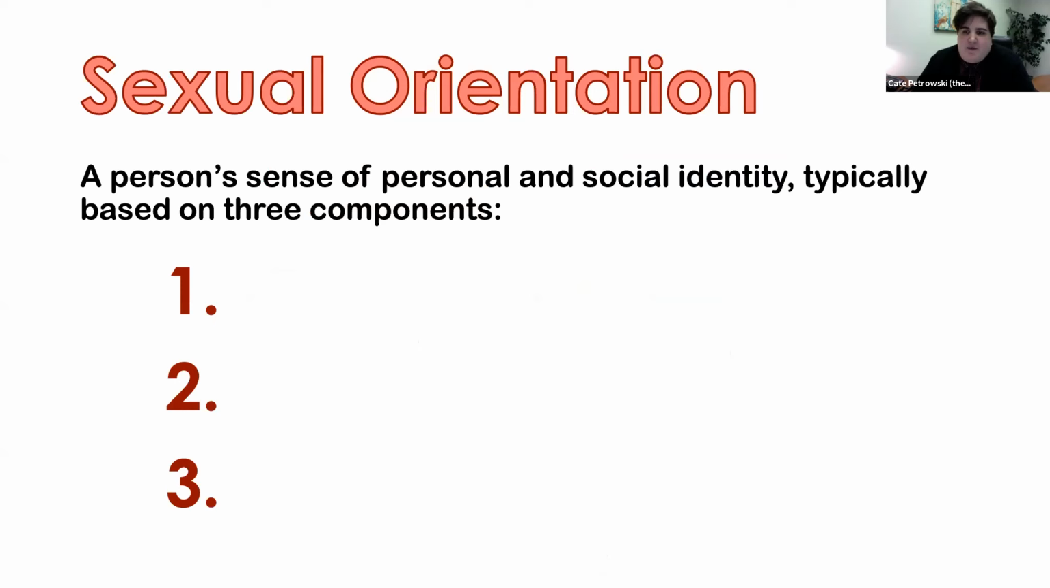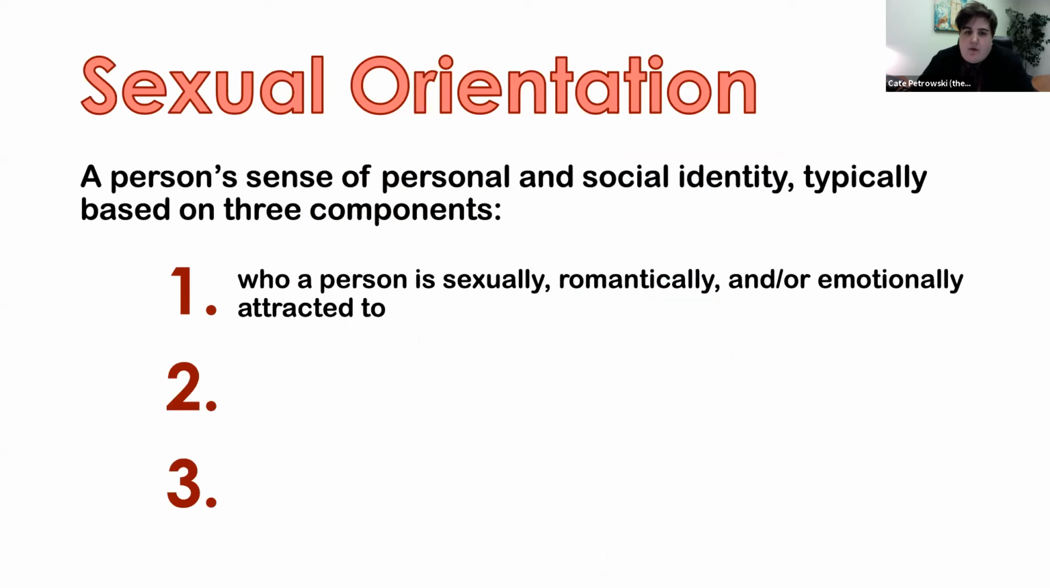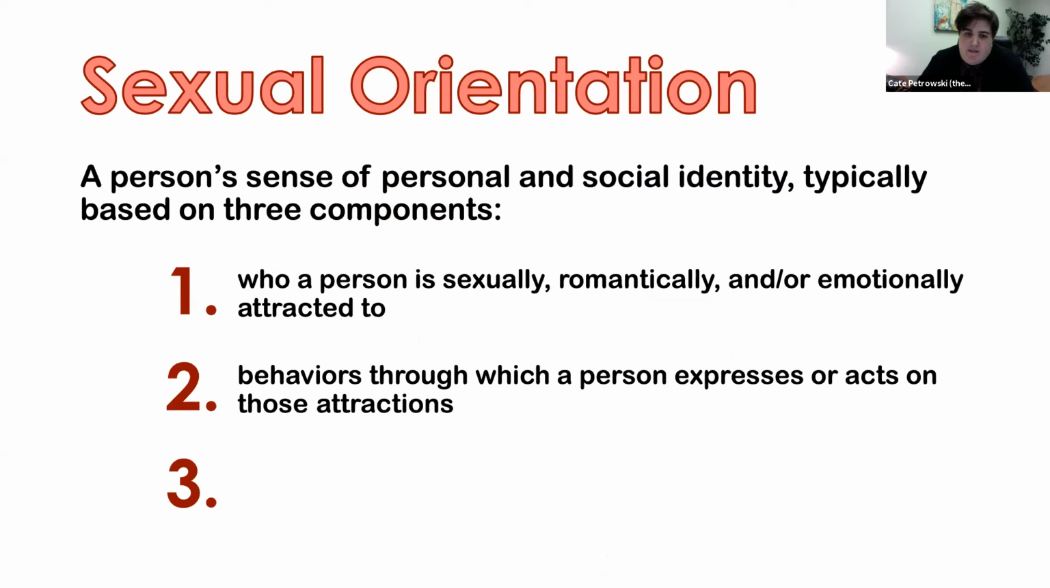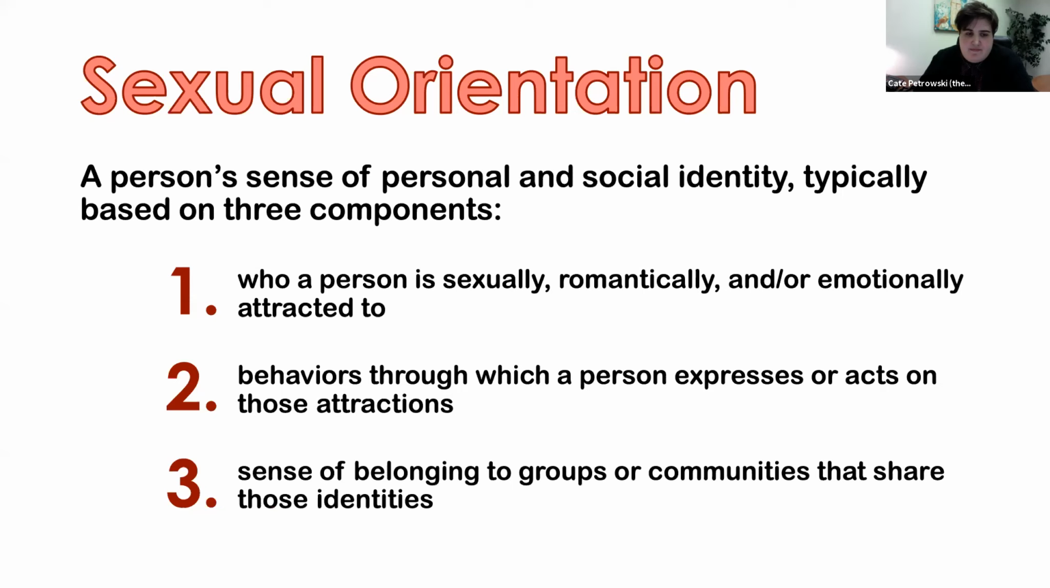Here is a definition of what sexual orientation means. Basically, it's your sense of personal and social identity. It's often based on three components. First, who you're sexually, romantically, and or emotionally attracted to. Second, the behaviors through which you express or act on those attractions. And third, a sense of belonging to groups or communities that share those identities. So it might include identifying with the queer community or the LGBTQ community.